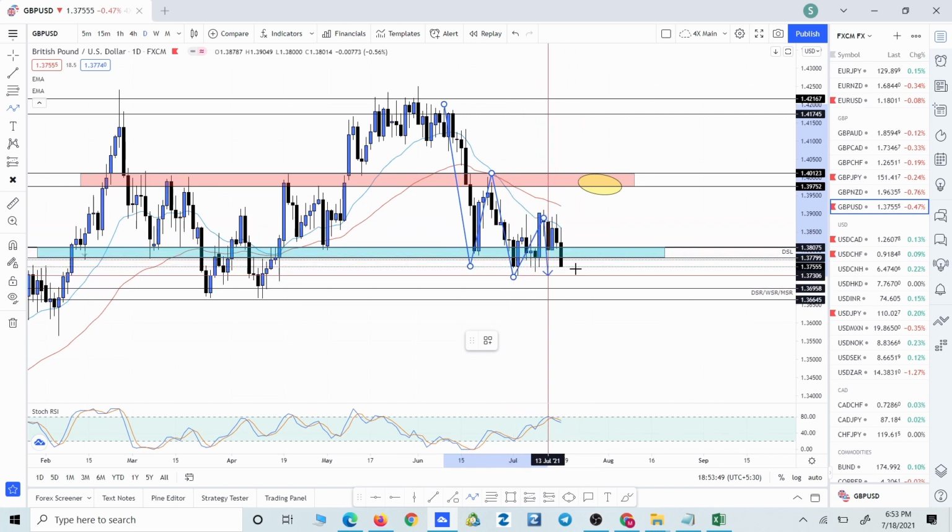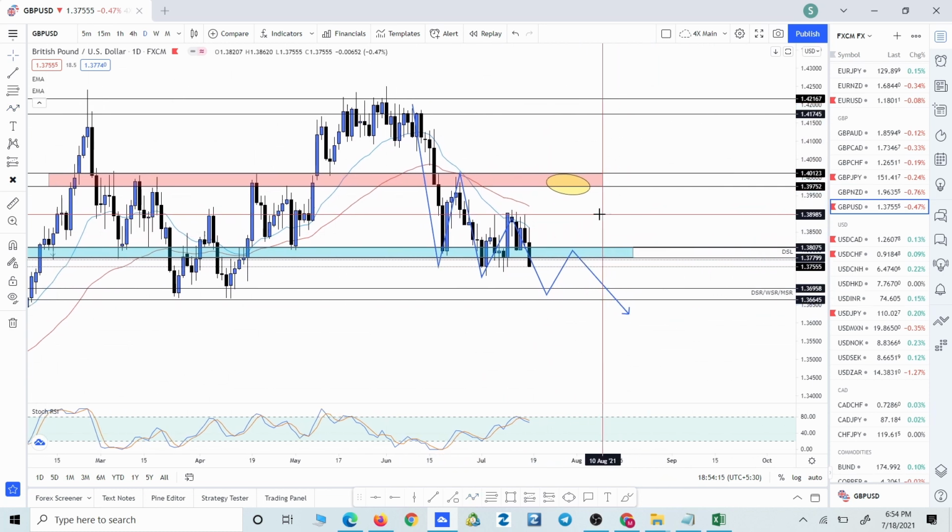If we close below this low, in that scenario, this is going to act as our lower high. Then after making this new lower low, we will expect the price to retrace back to this zone, this strong zone, to get an entry on the smaller time frame to go short.